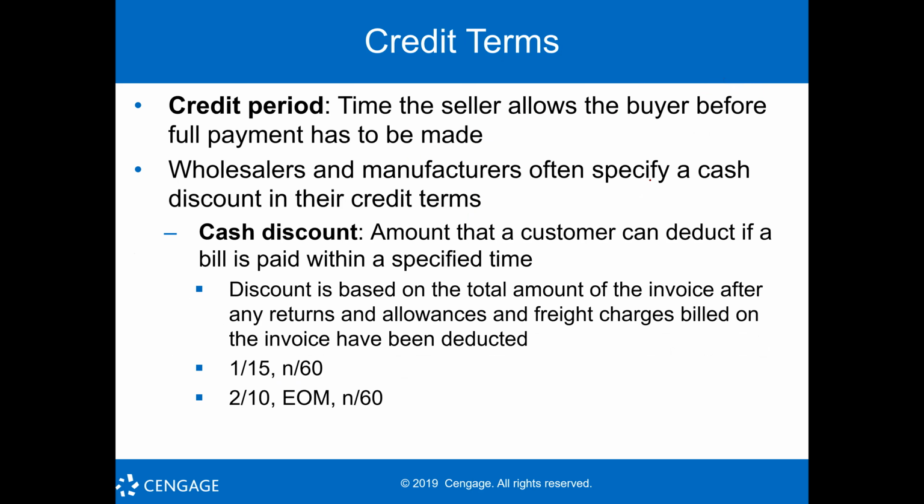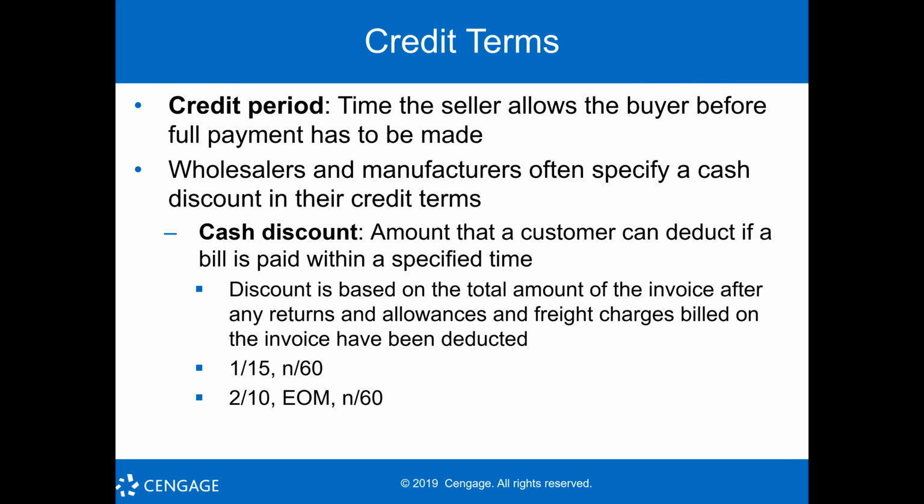All right, so credit terms. We've talked about credit terms before, and we've gotten a little bit of practice with it in class together. The credit period is the amount of time before the buyer is required to make full payment. So if we're saying N/30, then the credit period is 30 days, right? Or if we're saying N/60, then the credit period is 60 days, right? The amount of time the seller allows the buyer before full payment has to be made.